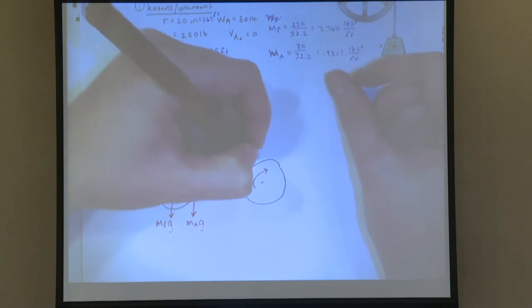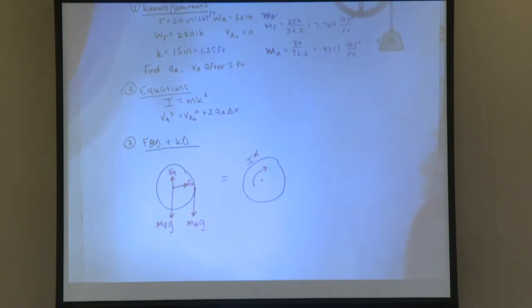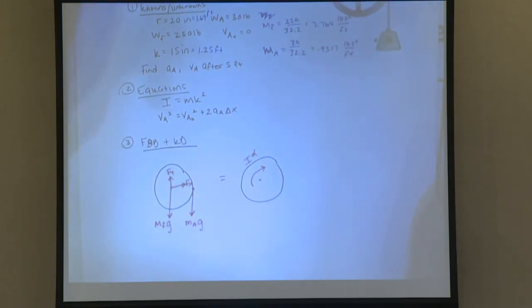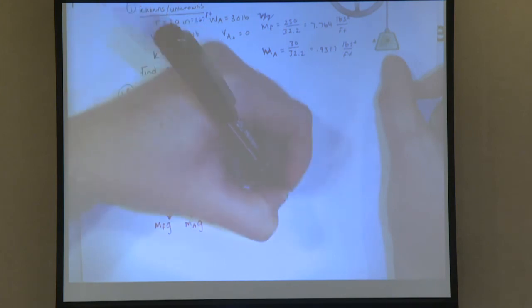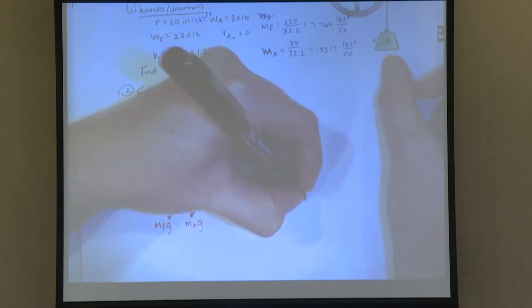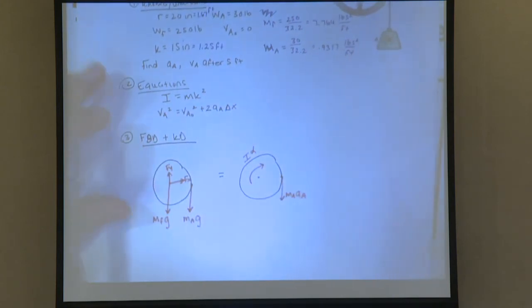So this is our I alpha, so it's rotating about the center. It can't translate about that point, but then we can come over here and put this MA times the acceleration of A. This works, but there are several different ways you can solve this.